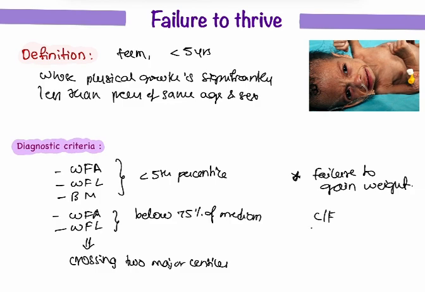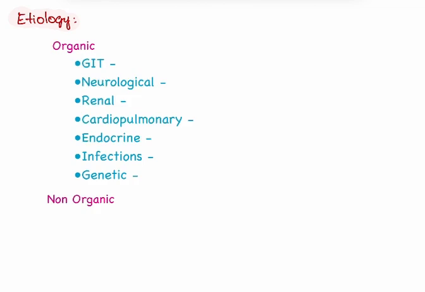The clinical features are poor growth and development, poor cognitive functions. Etiology. The causes of failure to thrive are organic and non-organic. The organic causes are in GIT, gastroesophageal reflux disease, inflammatory bowel disease, pyloric stenosis. The neurological causes are mental retardation, cerebral palsy. The renal causes are renal tubular acidosis, chronic kidney disease.